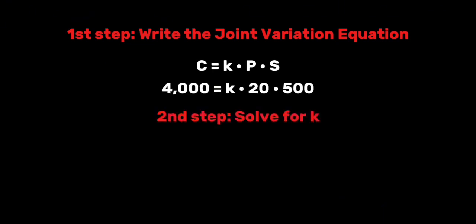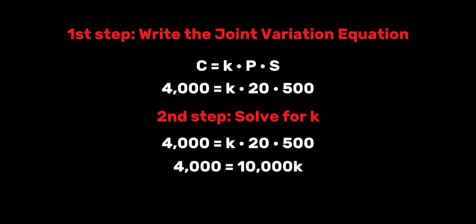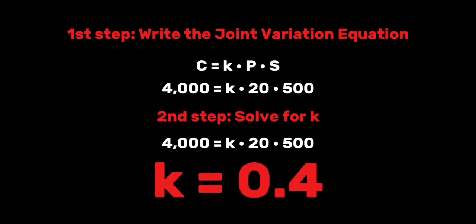For our step 2, let us solve for K. So 4,000 is equal to K times 20 times 500. Therefore, 4,000 is equal to 10,000K, and we divide both sides by 10,000, so K is equal to 0.4.